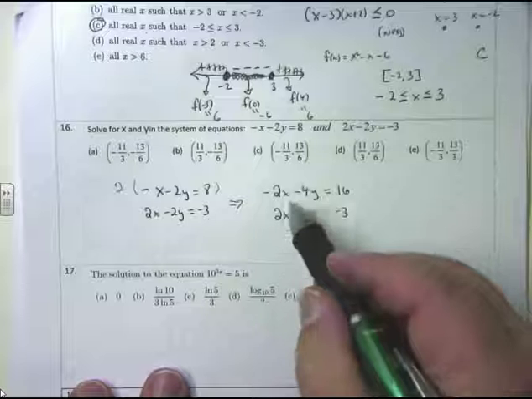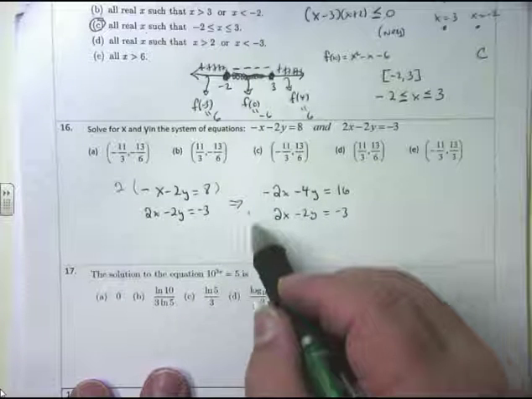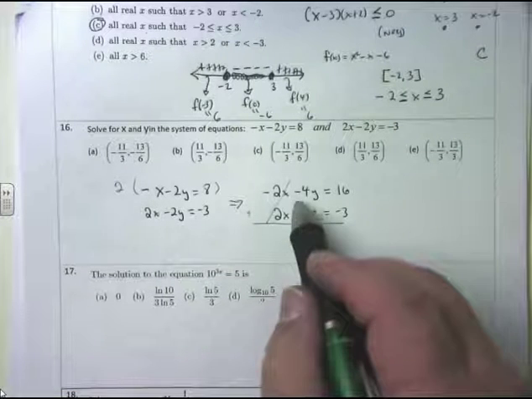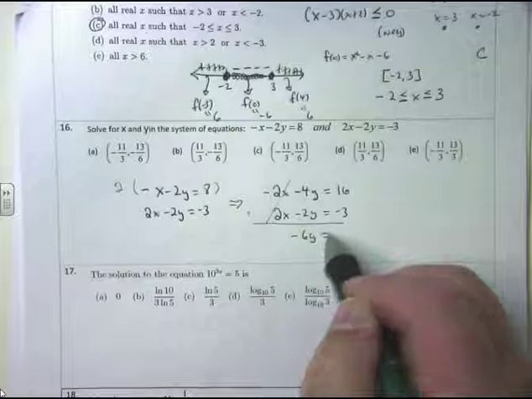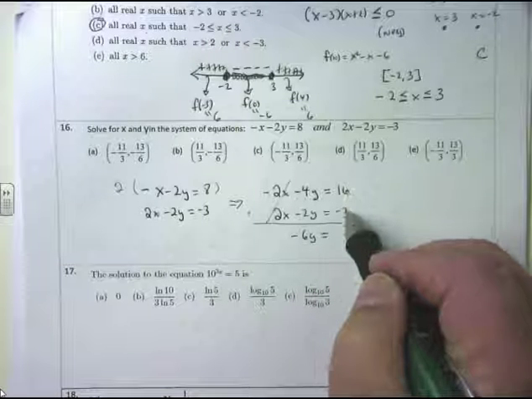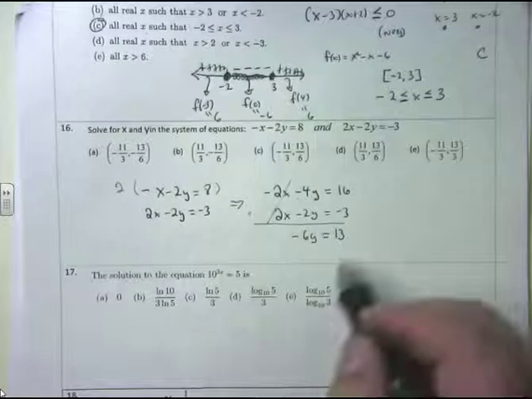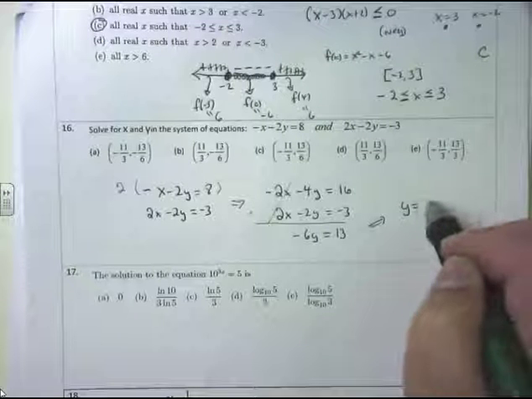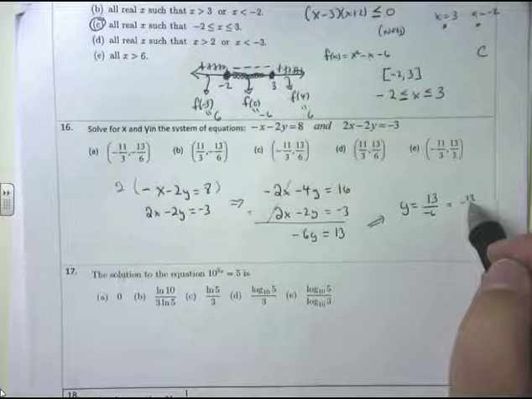And you see here that my x's have the same coefficients except opposite signs. So when I add my equations together, the x's cancel each other out. I've got minus 4y minus 2y, which makes negative 6y, equals 16 minus 3 is 13. So when I divide, I get y is equal to 13 divided by negative 6, or negative 13/6.